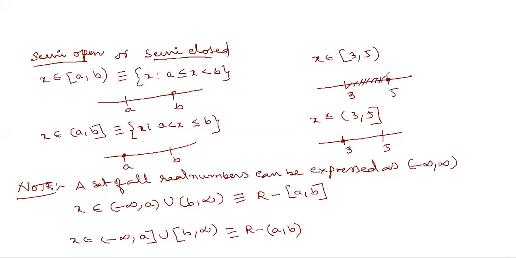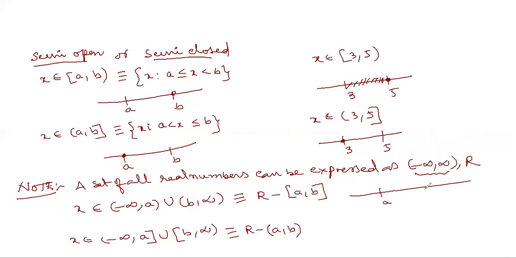Suppose it does not lie in between, how do we represent that? Now let us see here. The set of all real numbers can be expressed as R. What is the meaning of that R? R is nothing but the set of real numbers. How to write the set of real numbers? That is minus infinity to plus infinity. Now let us see here. x belongs to minus infinity to a, union b to infinity. What is the meaning of this?